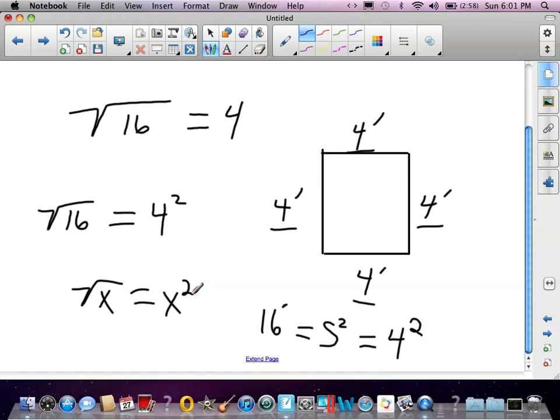So if I use the number 16, that is a perfect square. If I were to use the number 25, square root of 25. Well, if I were to take 5 times 5, that would equal 25. So the square root of 25 does have a perfect square, and that perfect square would be 5.